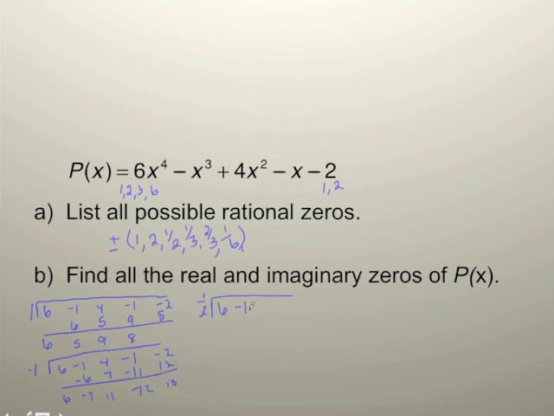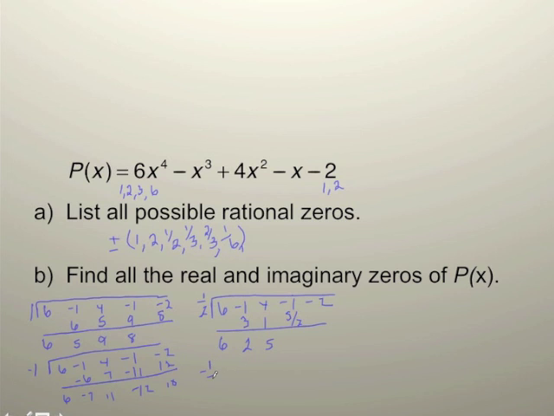Still 6, -1, 4, -1, and -2. Bring down the 6. Half of 6 is 3. Adding is 2. Half of 2 is 1. Adding is 5. That's 5 halves. That's not going to work.